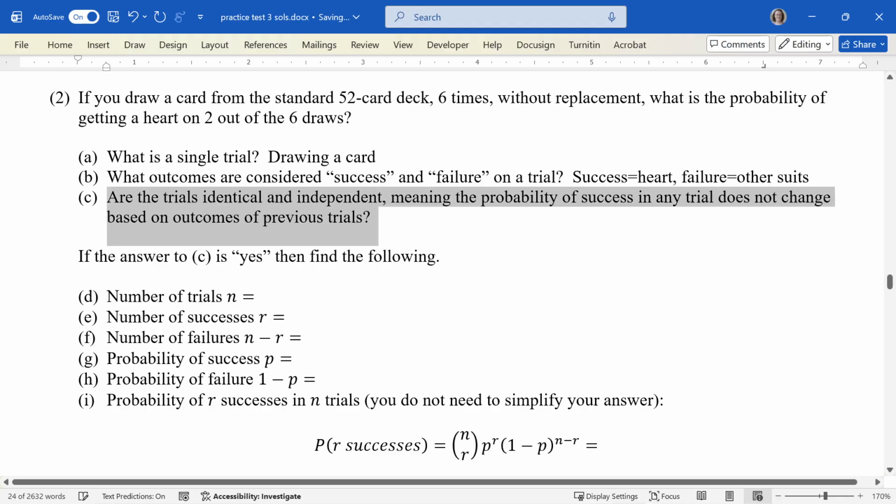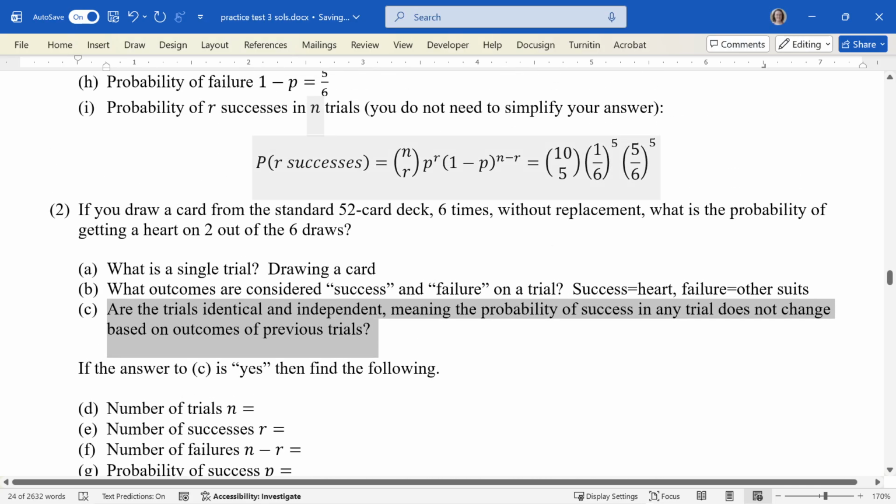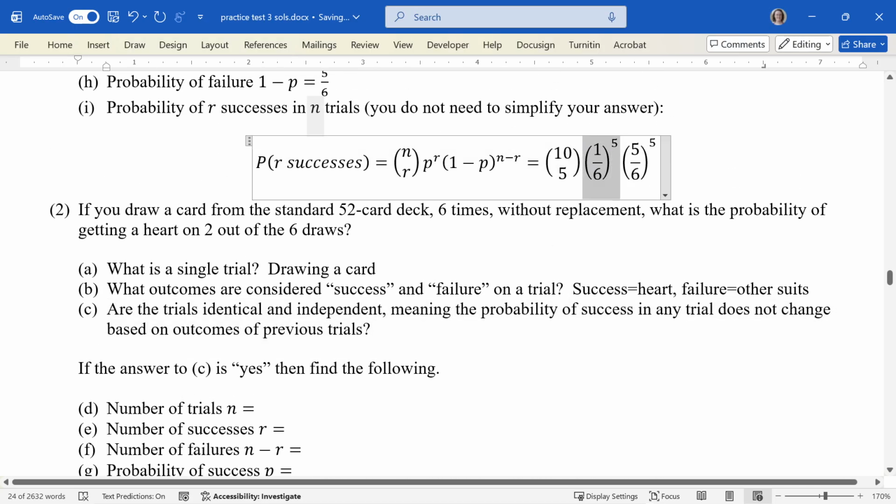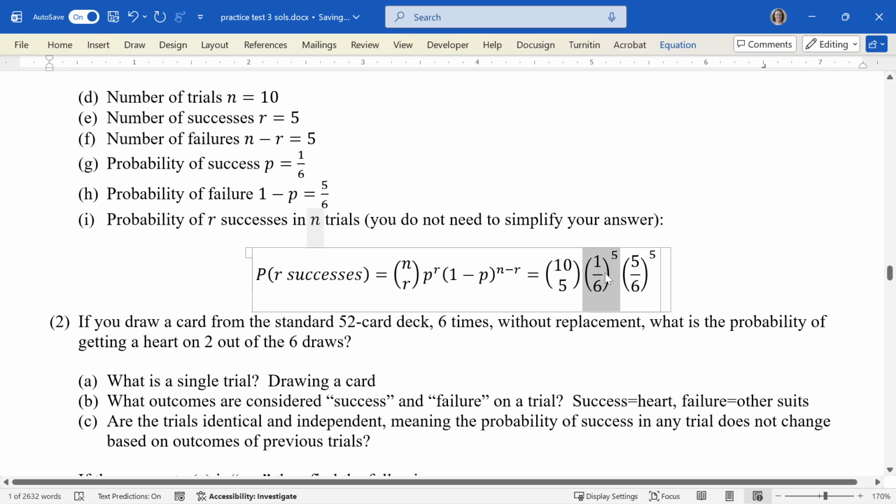Are the trials identical and independent, meaning the probability of success in any trial does not change based on outcomes of previous trials? This is really important, you guys, because that's what this formula is assuming. I'm putting 1/6 into this formula 5 times. I multiplied it in there 5 times because that's how many times I wanted to see that success, and that was the probability every single time, 5 times, of having that be a success. If the probability changes, then I can't just raise that probability to the 5 like this. So I wouldn't be able to use this formula.